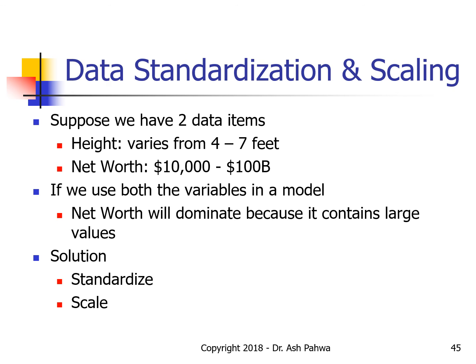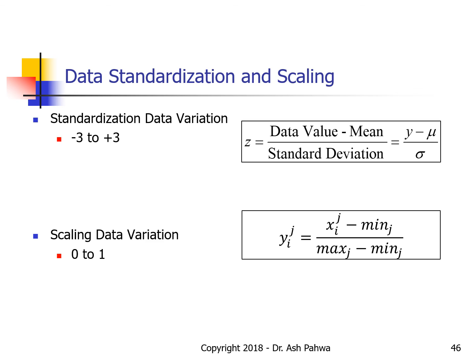One of the ways by which we can bring both these variables into the same range is that we can either standardize them or scale them. Let us talk about how. When we standardize the data, we compute the z-values, which means data value minus mean over the standard deviation. Here my data values are going to be from -3 to +3.